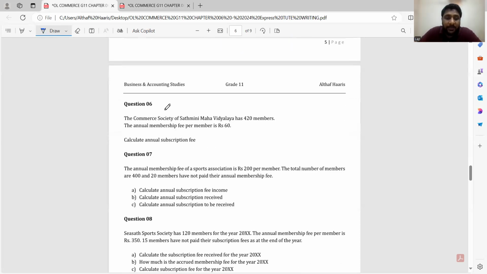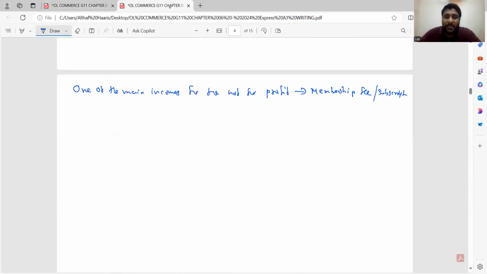Question number 6. The Commerce Society of Satmini Mahavidyalaya has 420 members. The annual subscription fee is 60 from a member. Then how much is the total subscription income? Very simple, people.